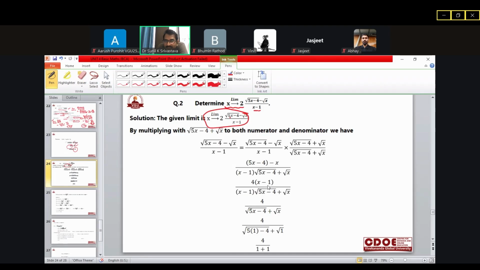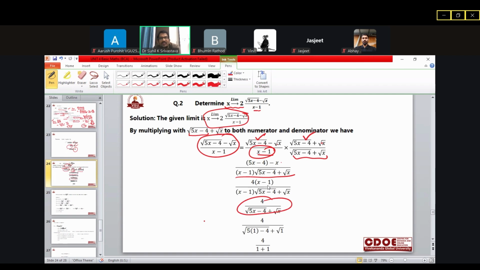So we have the function root of 5x minus 4. Here it is minus, so we multiply by plus. So multiply the given function by root of 5x minus 4 plus root of x in both the numerator and denominator parts. This is the form of a square minus b square, a plus b and a minus b. So a square minus b square gives 5x minus 4 minus x, and the denominator is x minus 1 times the other function. The numerator part becomes 4x minus 4, that is 4 times x minus 1, and here x minus 1 also, so the cancellation gives the result in this form.